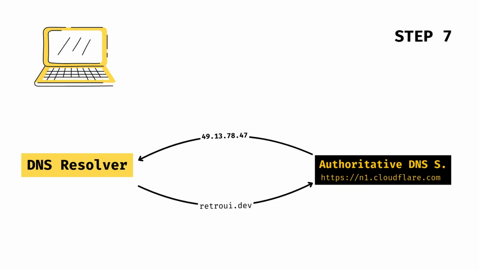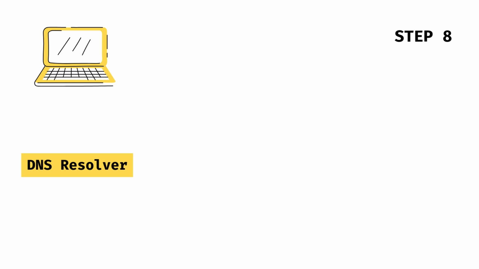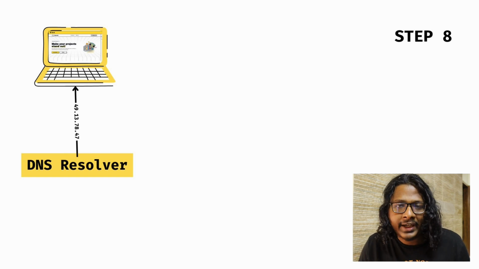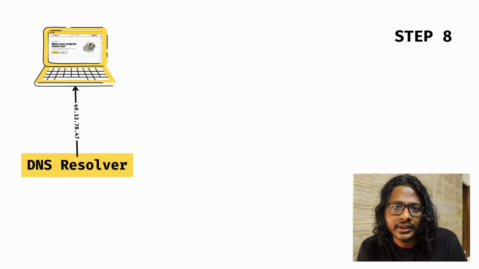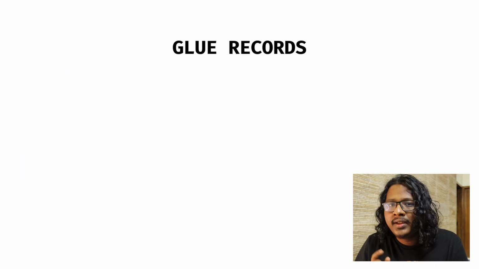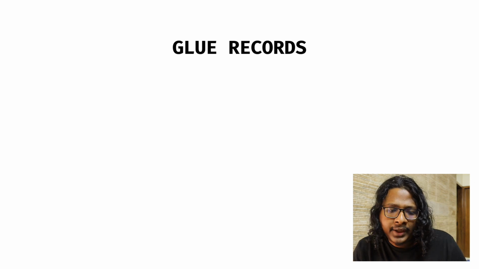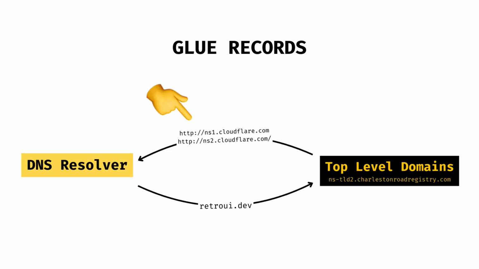This entire process is called DNS lookup. Once the browser gets the IP address, it caches the result, and that avoids repeating the DNS lookup every time you visit retroui.dev or any other website. The last topic I think you should know of is something called glue records. If you notice the name servers returned from the top level domain, this is actually another domain, right? It's not an actual IP.